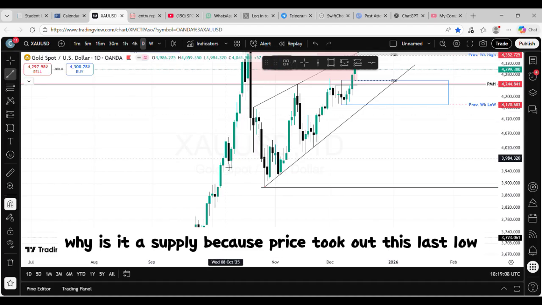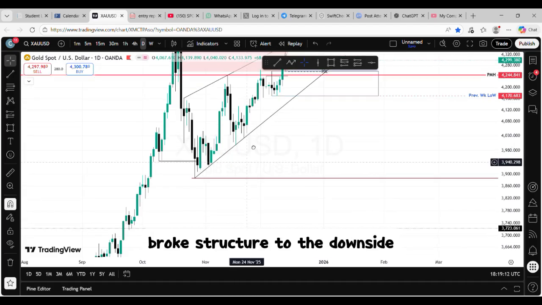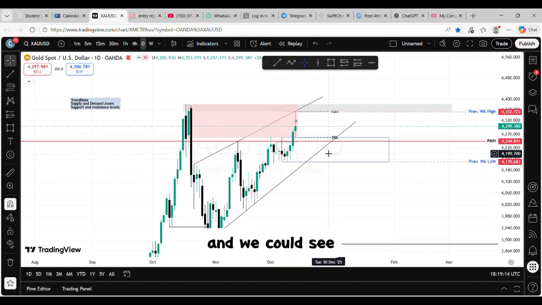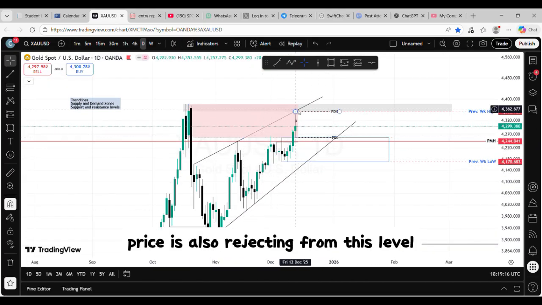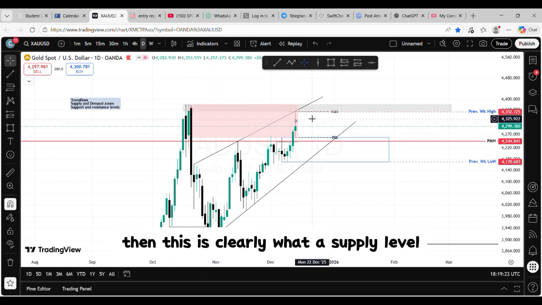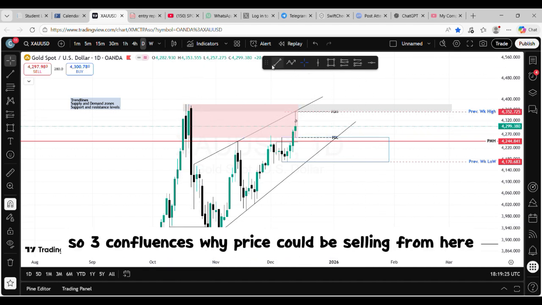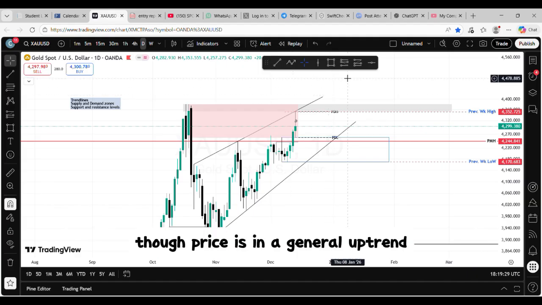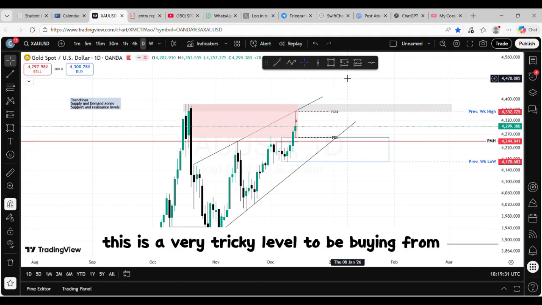Because price took out this last low, broke structure to the downside, and we could say price is also rejecting from this level, because if this was a break of structure, then this is clearly a supply level. So three confluences why price could be selling from here. Though price is in a general uptrend, this is a very tricky level to be buying from.